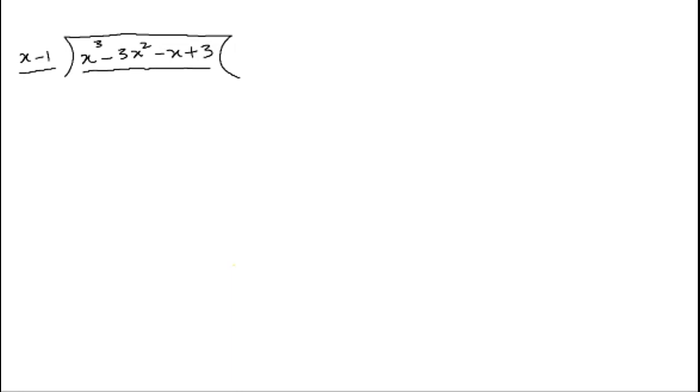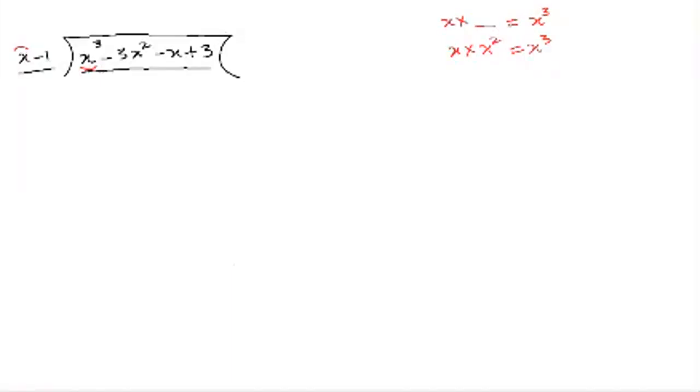Alright, first I'll concentrate on the first term of this and the first term of this. Well, this is x cube. Now I should think, I should multiply x by which number so that I get x cube. So intuitively, I know that if I multiply x by x square, I will get x cube. So I multiply this whole thing by x square. So what do I get?